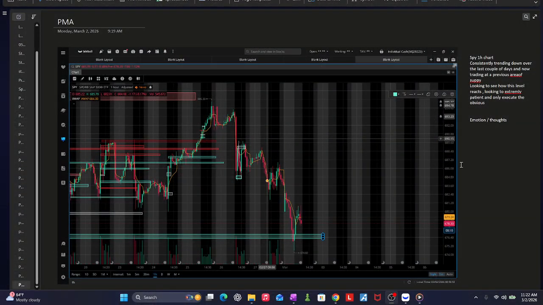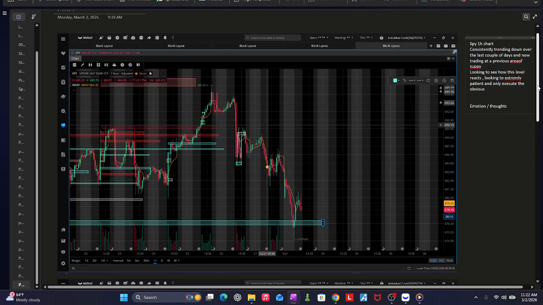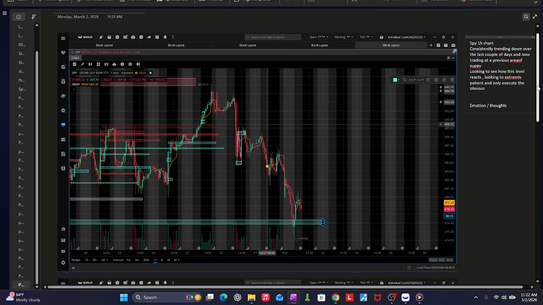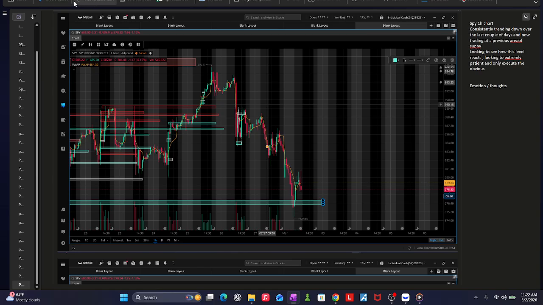So you guys can see my chart and my pre-market journal. Here's the date and the time that I opened up this chart. We have the SPY 1 hour chart consistently trending down over the last couple of days and now trading at a previous area of supply. Looking to see how this level reacts, looking to be extremely patient and only execute the obvious.